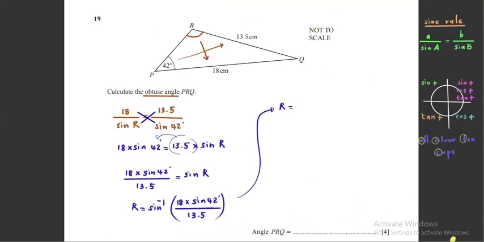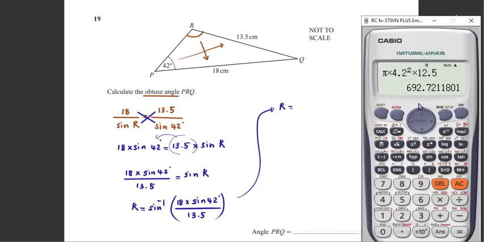So I'm going to put it in the calculator. Inverse sine, fraction bar, I'm going to put 18 times sine 42, close the brackets there, and then in the denominator, I have 13.5. Then I'm going to close the bracket that I opened at the beginning, and this gives me 63.147. So corrected to 2 decimal places, it's going to be 63.15.